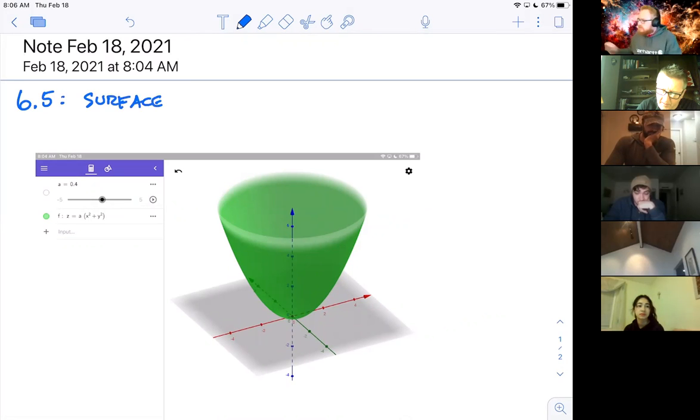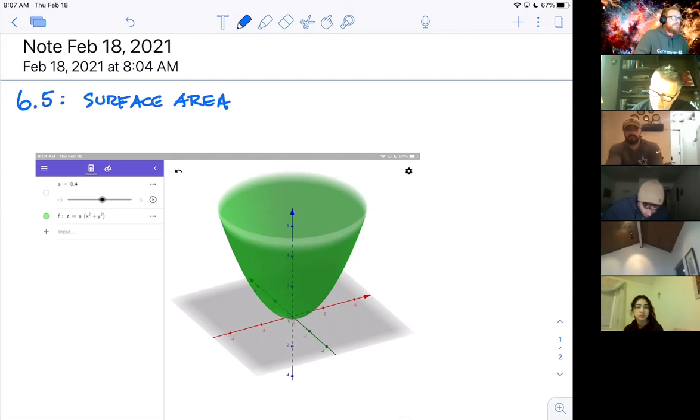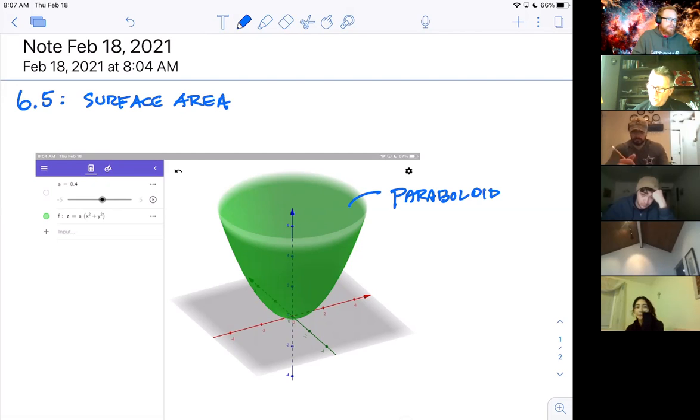And as I said, we do get to do this for 2 days. So we have today and Monday to talk about this, which means you don't owe me the 6.5 homework until next week, which is great. And this guy here is called a parabola, except for when you spin it around in a circle like this, it changes it to a paraboloid. I think that's right. Paraboloid. So that's kind of cool to think about.